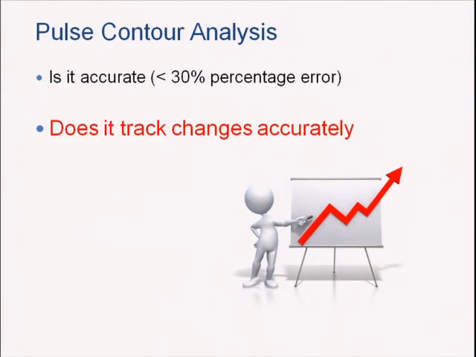So really, when one looks at pulse contour analysis, there are two questions you have to ask yourself. Is it accurate? That means, is the cardiac output you get reasonably accurate? And a number of authors have used the cutoff of less than 30% percentage error. So if the error is greater than 30%, the device is not accurate. But more importantly, does it accurately track changes following a therapeutic intervention?